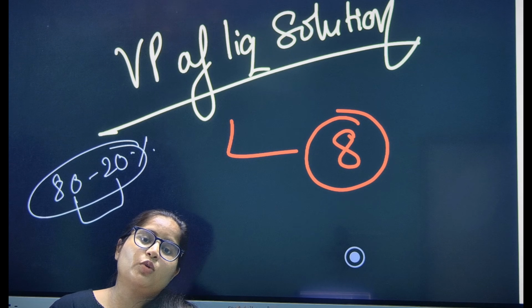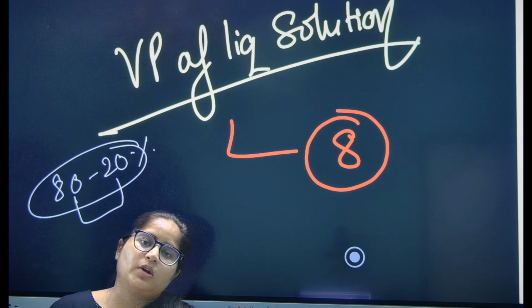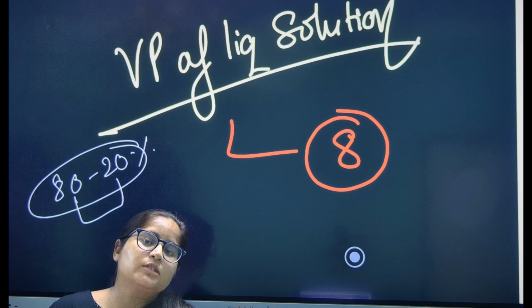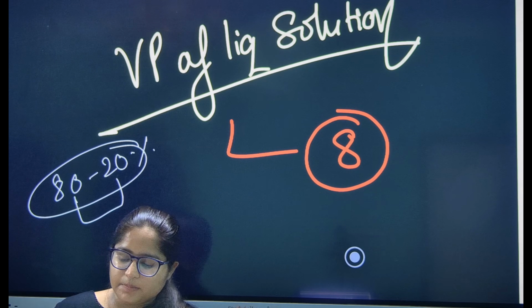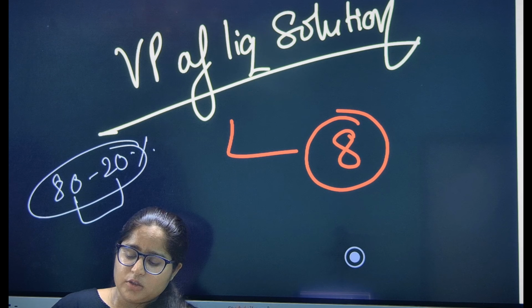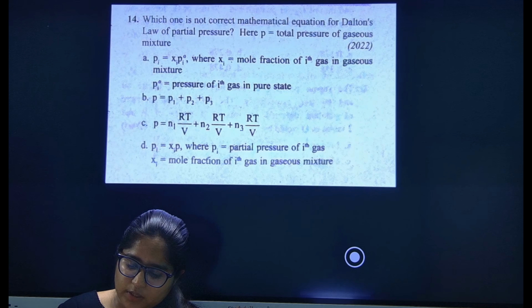If you don't know what the 80-20 rule is, then comment down below. I will make a short video on that so that you can understand how to analyze which topic is important. Okay. Next concept, vapor pressure of liquid solution. Vapor pressure means they are talking about Raoult's law. Okay, let us solve this question.